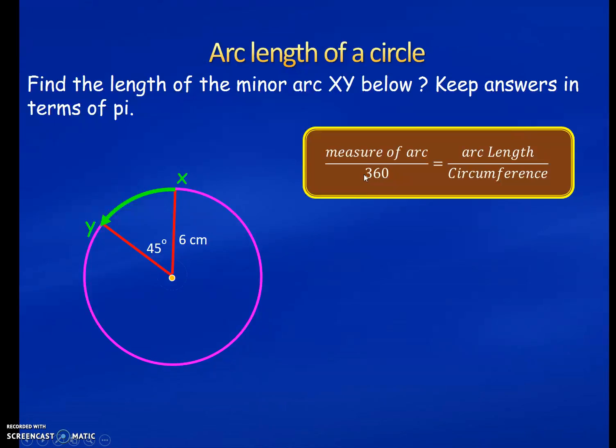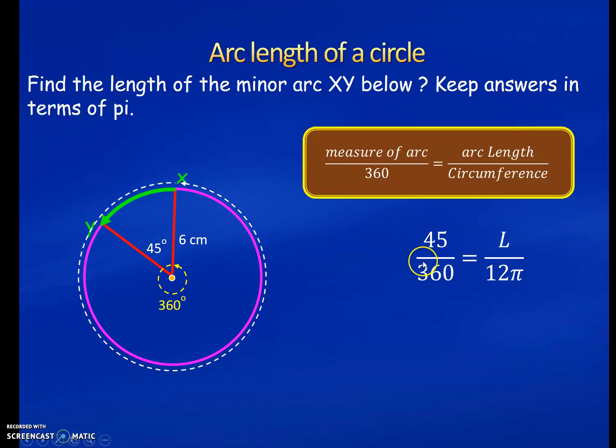360 is not going to change. So it's 45 out of 360 equals, I don't know the arc length, so I'm going to call it L. You don't have to call it L. You can use X if you really want to, but it's out of the circumference. And I see that the radius here is 6, and the circumference is 2 pi r.